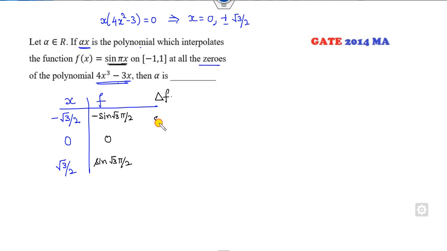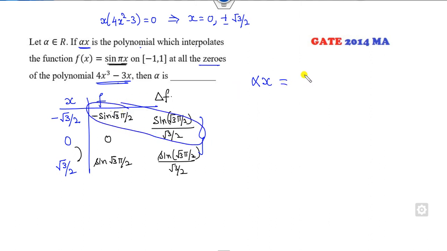I can subtract them. It is sine root 3 pi over 2 divided by this difference. And similarly for here, it is sine root 3 pi over 2 divided by this difference. Now you can see this is my same value, so I can stop here. So I can interpolate this alpha x by using this first line. The first number will be minus sine root 3 pi over 2 plus this value, it's my 2 over root 3 sine of this into x minus minus minus plus.